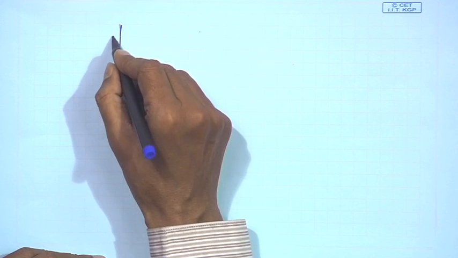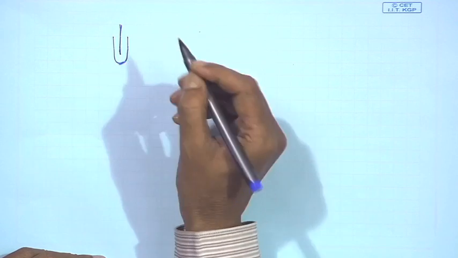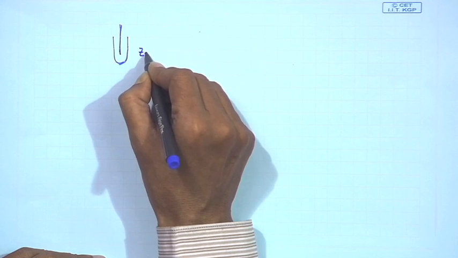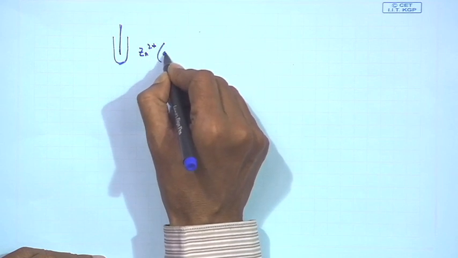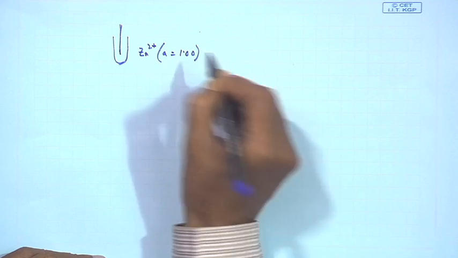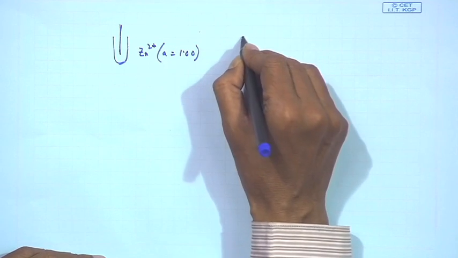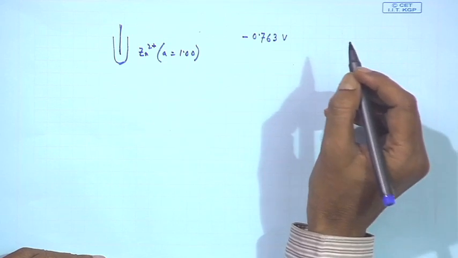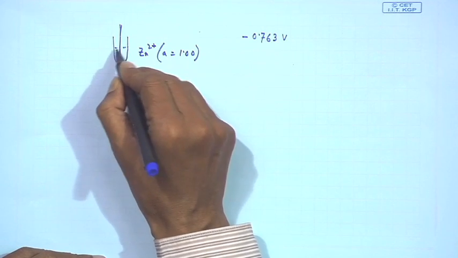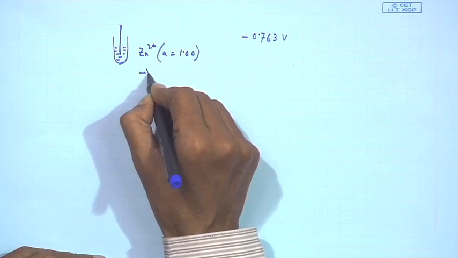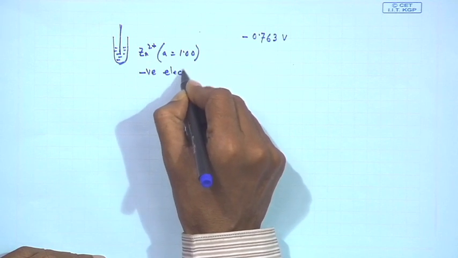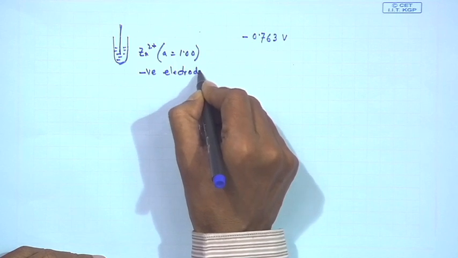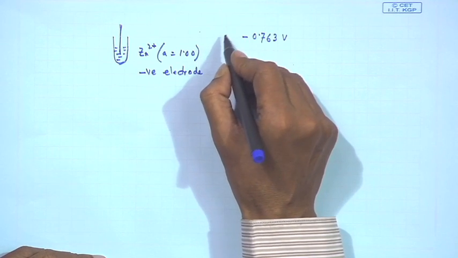Similarly, we get this particular one as the corresponding electrode for zinc, when the zinc electrode is dipped inside a zinc solution. So, zinc 2 plus again having activity 1, and this can develop a potential of minus 0.763 volt. Again this can be your negative electrode, and this will be your corresponding potential.